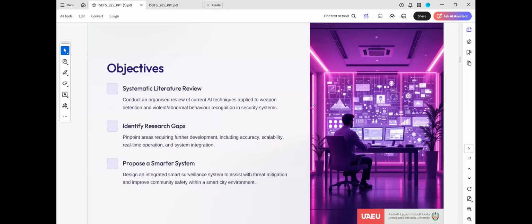From this, our objective is to take many papers from reputed journals and conferences on weapon detection and violence recognition, and identify the research gaps from those papers. For example, what requires further development, how to increase accuracy and scalability, and what system integration has been done. Then we include these in our proposed smarter system. So that is our objective. I move to the next slide.